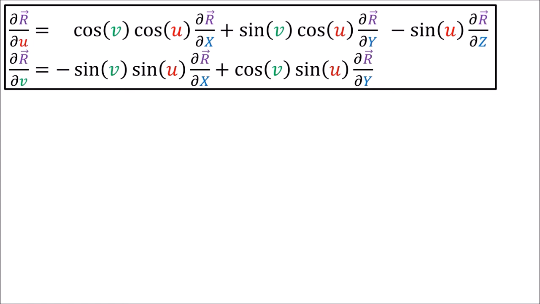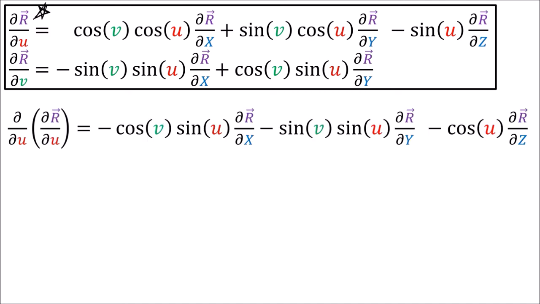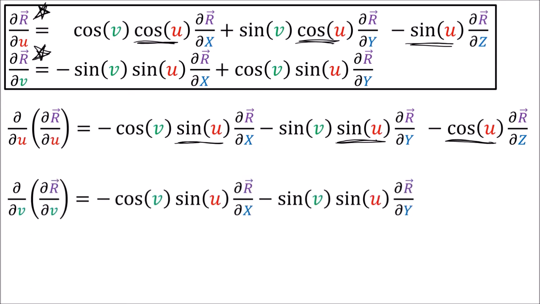So if we want to take the derivative with respect to u twice, then we just grab this u basis vector and take the derivative with respect to u. So this cos becomes negative sine, this cos becomes negative sine, and this sine becomes cosine. And we can do the same thing for the second derivative with respect to v. We just grab this v basis vector and take the derivative with respect to v. So sine becomes cos, and this cos becomes negative sine.